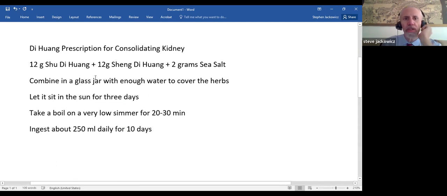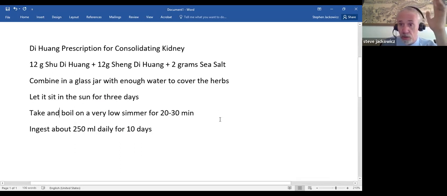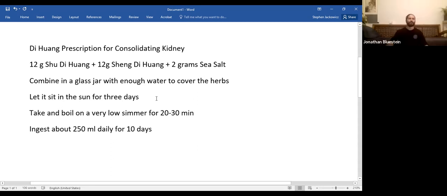Okay, 12 grams Shu Dihuang, 12 grams Sheng Dihuang, plus 2 grams sea salt. Combine in a glass jar with enough water to cover the herbs. Let it sit in the sun for 3 days. Take and boil on a very low simmer for about 20 to 30 minutes, not too long. And then ingest approximately 250 milliliters daily for 10 days. It's got to soak in the sun. Well, if you would like to do that, you need to prepare quite an amount.